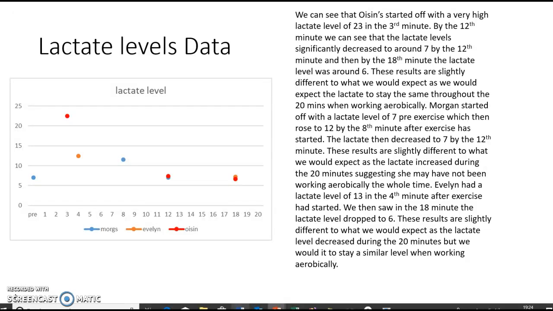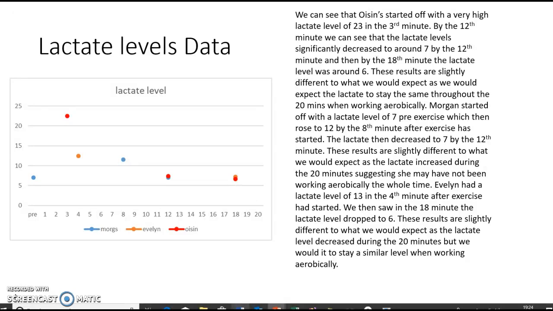For lactate levels, we can see Osheen's started off very high, at a level of 23 in the 3rd minute. By the 12th minute, we can see the lactate levels significantly decreased to around 7, and then by the 18th minute, the lactate level was around 6. This is slightly different to what we would expect, as we would expect the lactate to stay the same.